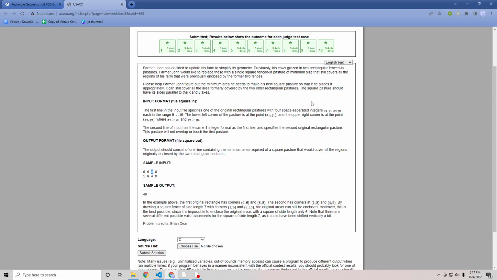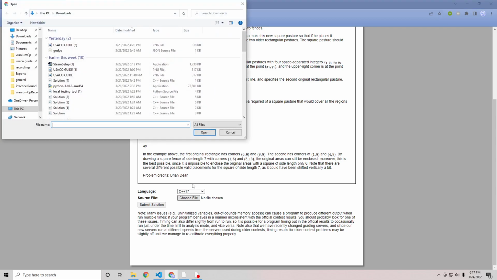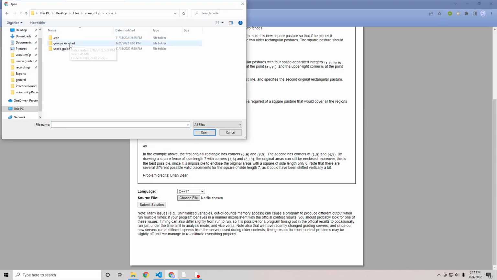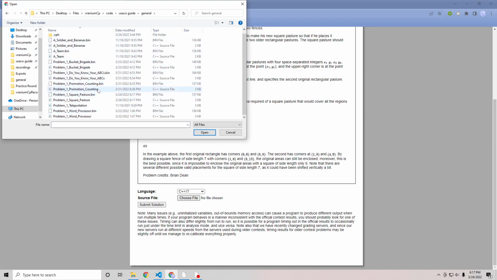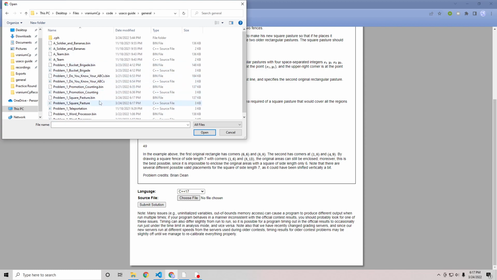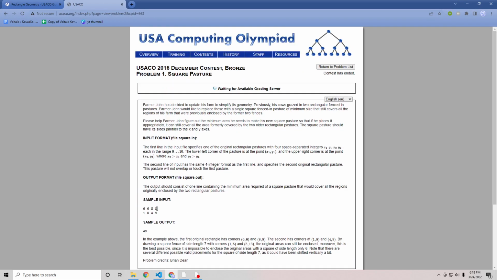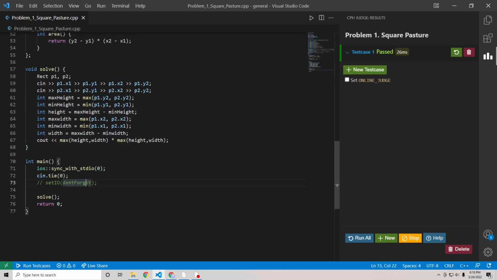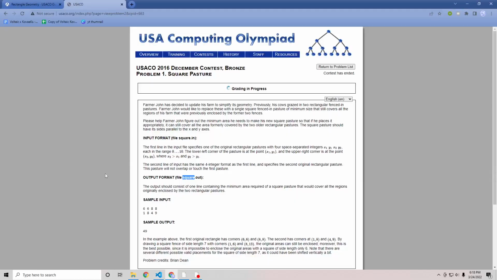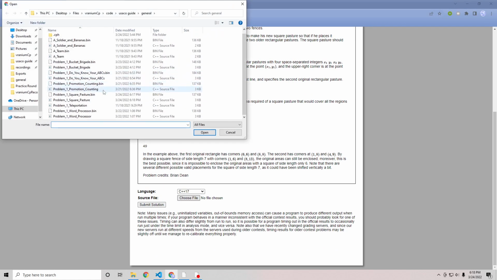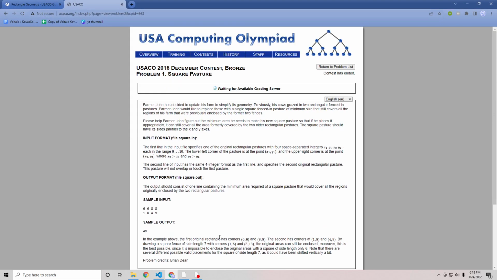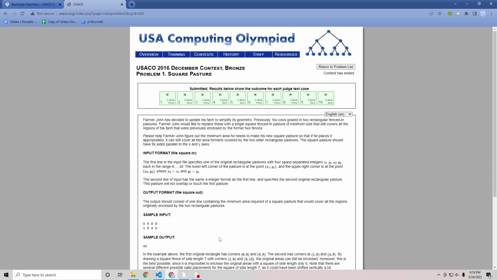Okay. Let's see if this works. USACO. Square Pasture. There we go. Submit. Oh wait, but I need the weird USACO format. Okay, resubmit. C++ 17, Square Pasture, open, submit. Yep, and voila.